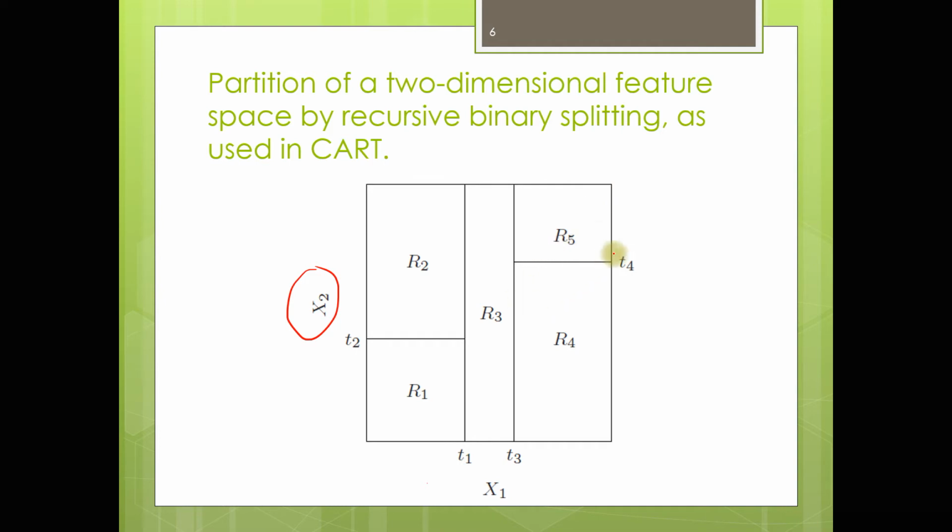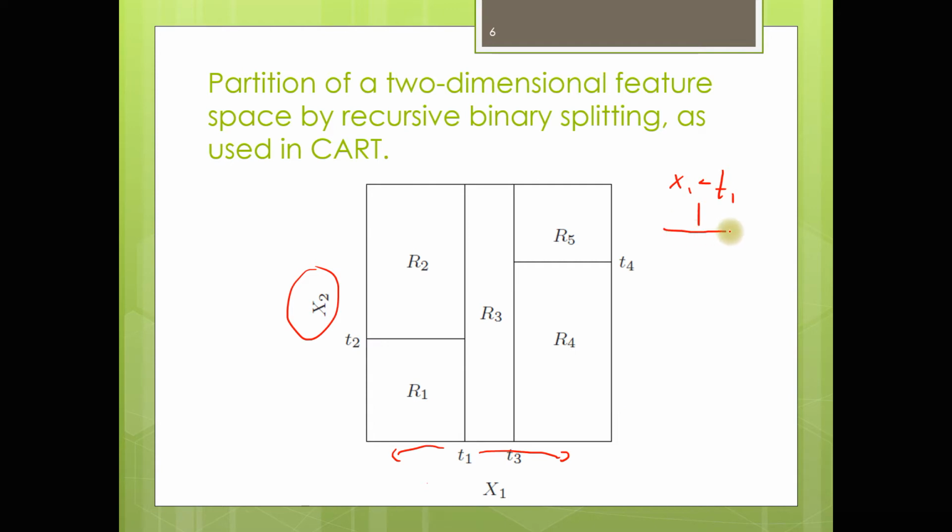So what is happening here? We understand that our variable x1 can be partitioned into two parts. One part for values less than t1 and one part for values greater than t1. All right, so that is what is happening here. We are partitioning the feature space into two parts. One for values that are less than t1 and one for values that are greater than t1.